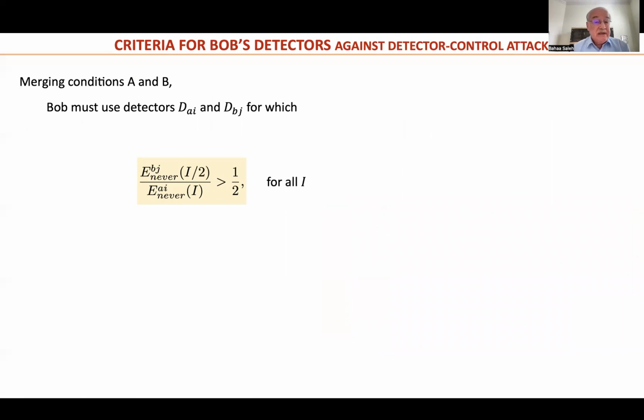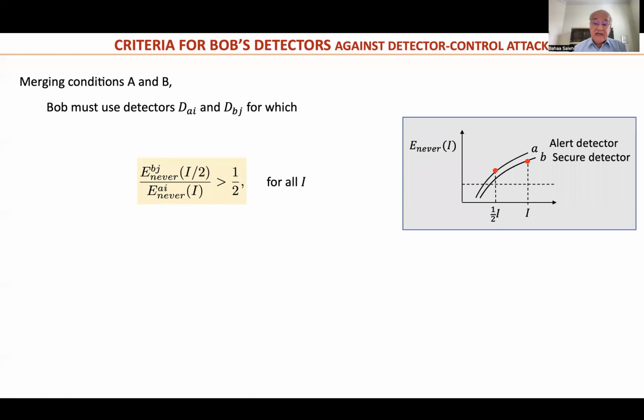Putting these two conditions together, merging them together, Bob must use detectors in the path A, that's the alert path, and the path B, that's the secure path, that satisfy this simple criterion: E never for detectors in the secure path at half the blinding intensity, the blinding power, divided by E never at the blinding power in the alert detector must be greater than a half for all blinding powers that Eve might select.